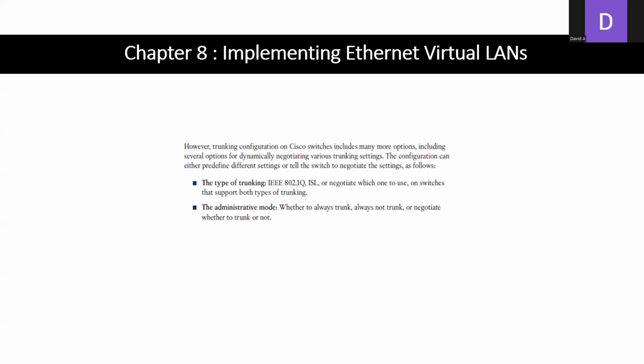But the thing about trunking is there are different options on how to configure it. As the book states, however, trunking configuration on Cisco switches includes many more options, including several options for dynamically negotiating various trunking settings. The configuration can either predefine different settings or tell the switch to negotiate the settings. So you can set this up manually or you can set this up dynamically.